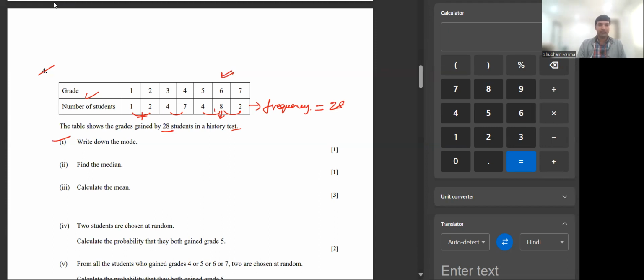Right. What is the data? 6. So what is repeating the maximum number of times? 6 is repeating. Okay. So the answer is 6 and not 8. 8 students got the grade as 6. Okay. So be careful with this one.